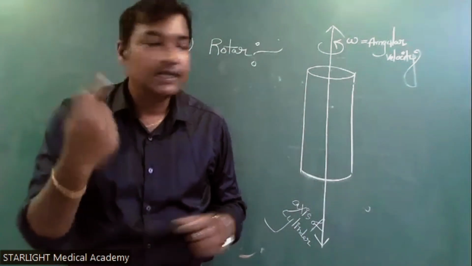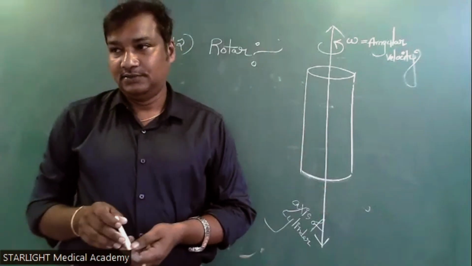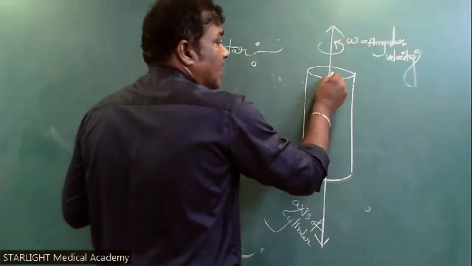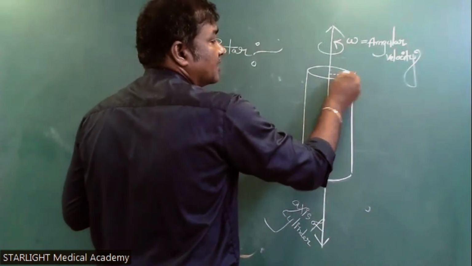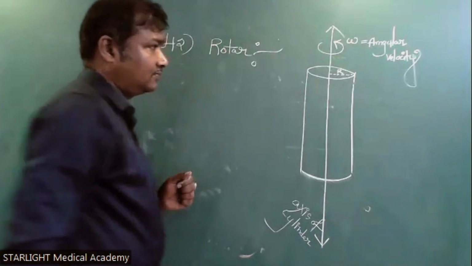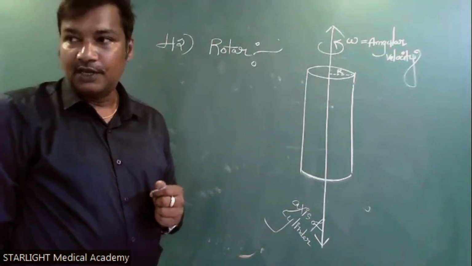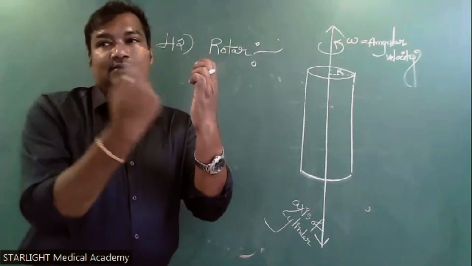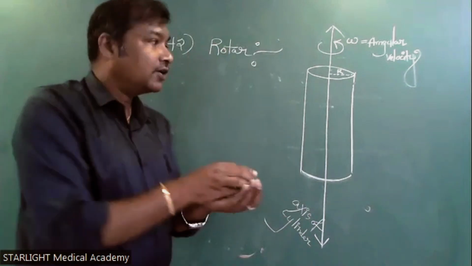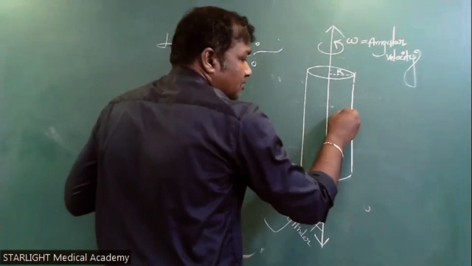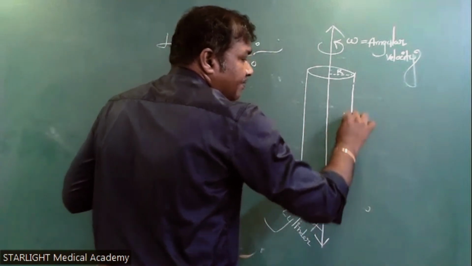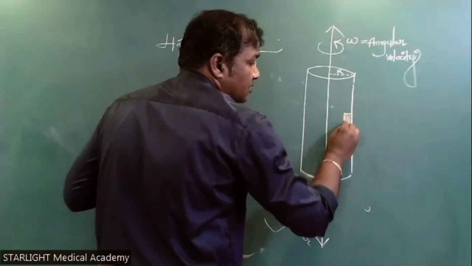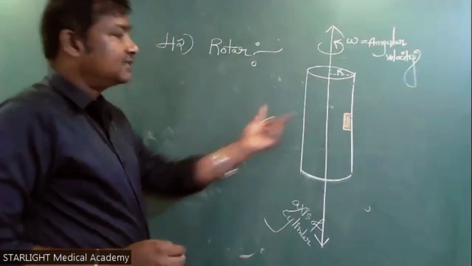The cylinder is rotating around this axis. The radius of this cylinder is R. A body is kept at the inner surface of the cylinder. It will rotate once the body is placed. So the body is kept at the inner surface of the cylinder.